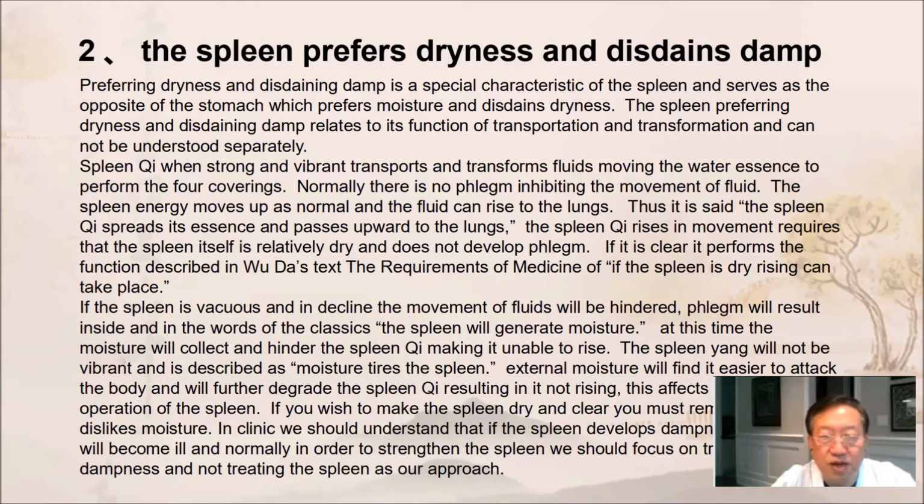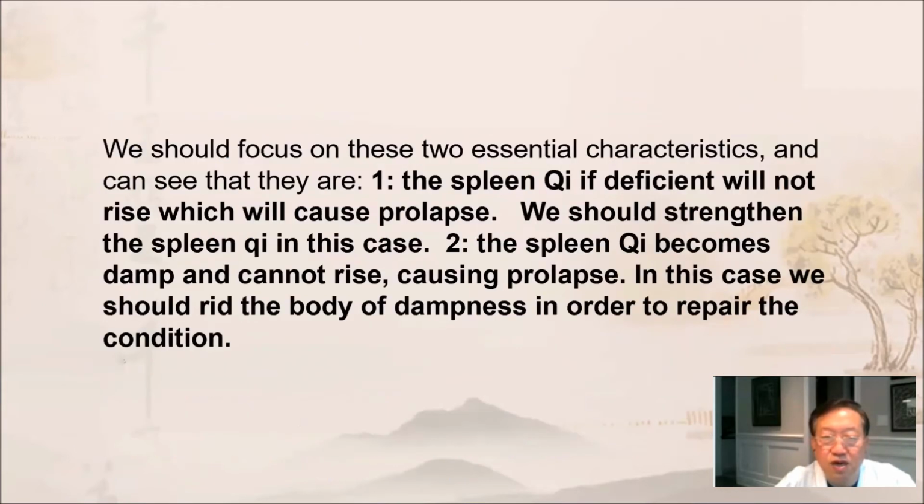External moisture will find it easier to attack the body and will further degrade the spleen qi, resulting in it not rising. This affects the normal operation of the spleen. If you wish to make the spleen dry and clear, you must remember that it dislikes moisture. In clinic, we should understand that if the spleen develops dampness, the spleen will become ill. And normally, in order to strengthen the spleen, we should focus on treating dampness and not treating the spleen as our approach. We should focus on these two essential characteristics and can see what they are.